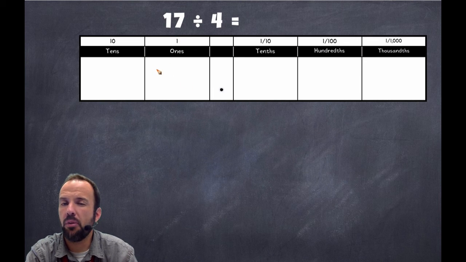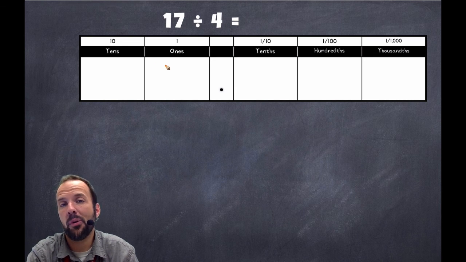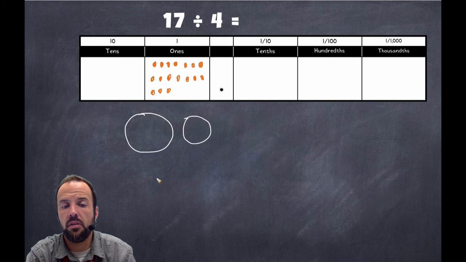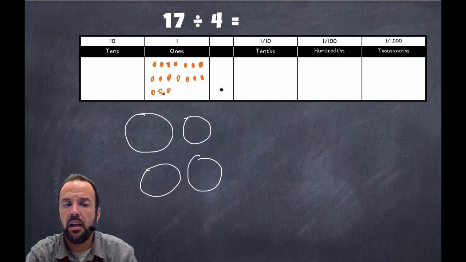So let me just draw this out real quick, and then we'll take a look at what we're dealing with. And I encourage you to draw this in your place value chart as well so you can follow along with me. All right, so I have my 17 place value dots in here. There's 17 of them, and I'm going to divide that into 4 even groups. So I'm going to put 4 groups down here. Not perfect, but you get the idea.